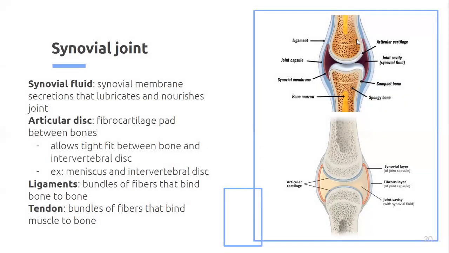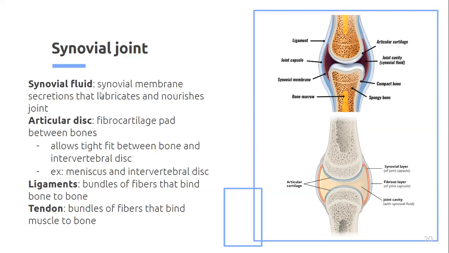So this is a synovial joint. It looks like this on the side here. Synovial fluid is the synovial membrane secretions that lubricate and nourish the joint. So it provides secretions to help it prosper and grow and keep it healthy. Also, it lubricates it, which means your joints can move more freely.